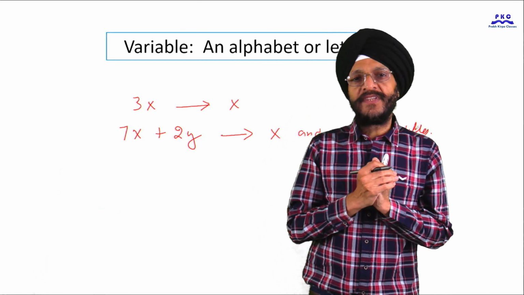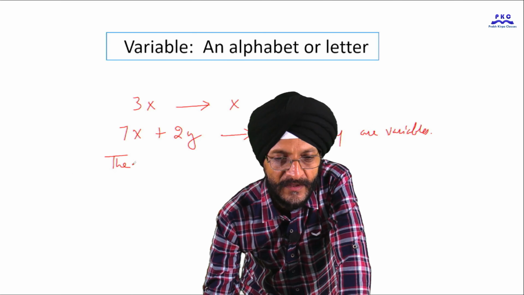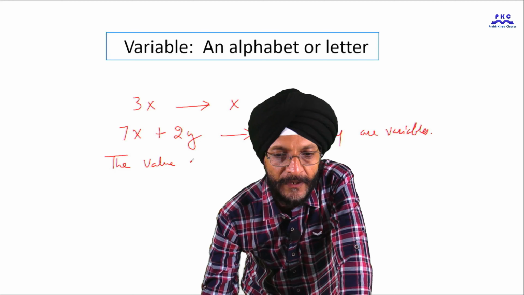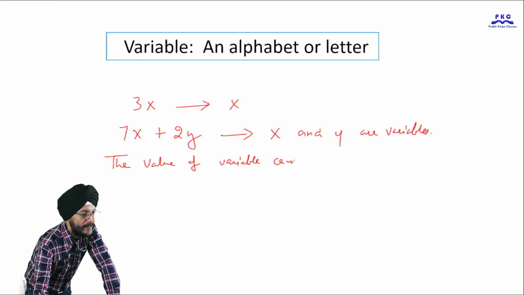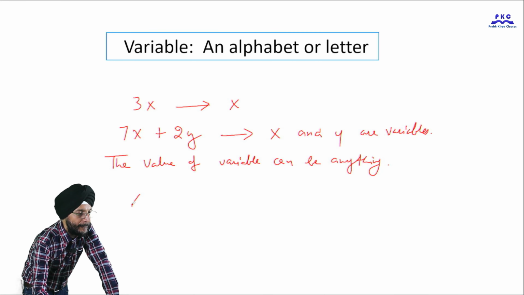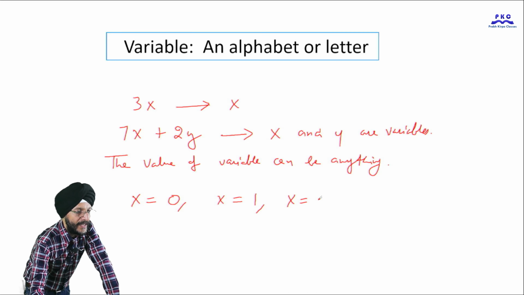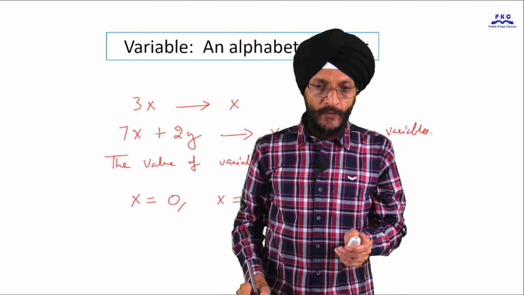Another important point with regard to variable is that the value of a variable can be anything. We will understand the same with the help of an example. The value of x can be 0, the value of x can be 1, or the value of x can be minus 1.